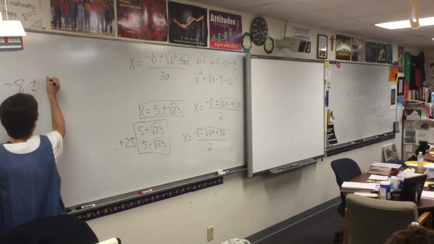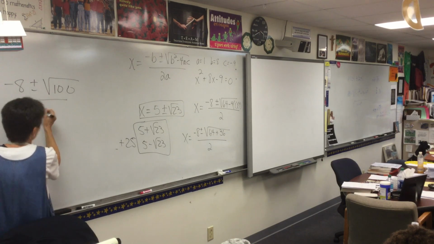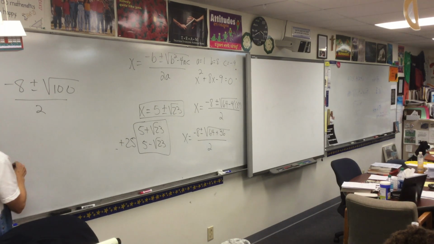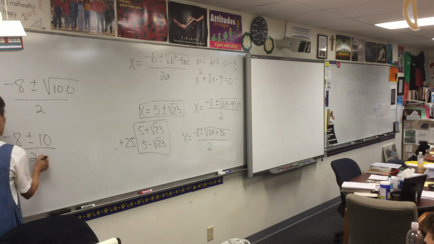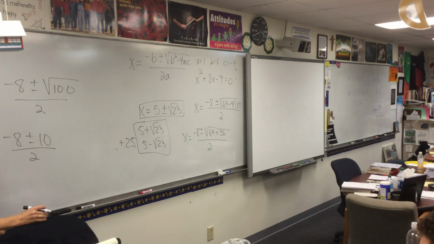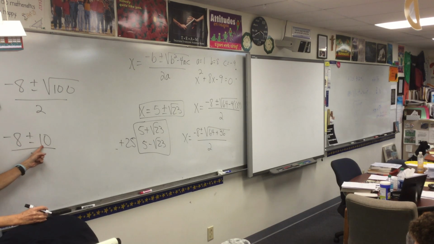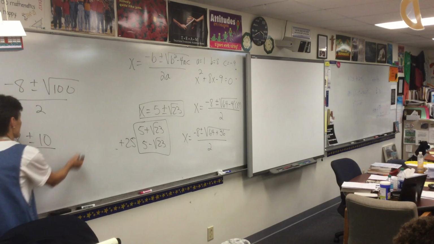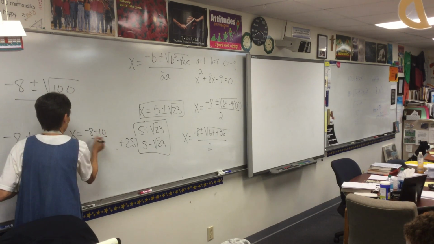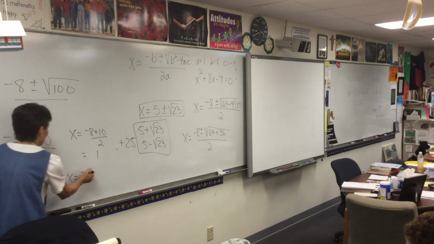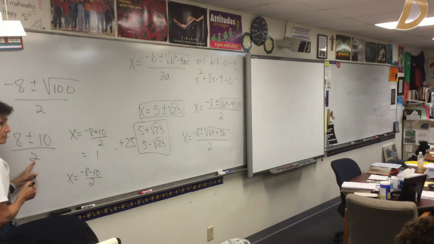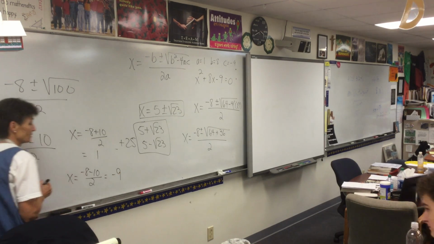So negative 8 plus or minus the square root of 100 over 2. And of course, everybody knows the square root of 100 is 10. We don't need a calculator for that. All right, now, carefully, we have to split this up. Negative 8 plus 10 is 2, divided by 2 is 1. So x equals negative 8 plus 10 over 2, which is 1. But x also equals negative 8 minus 10 over 2, which is negative 9.